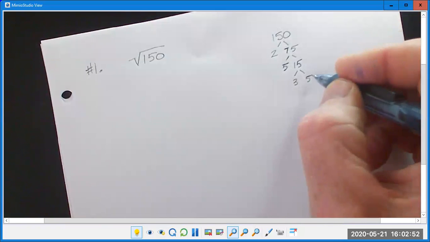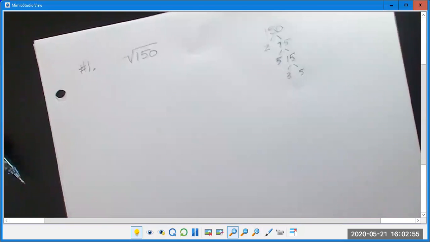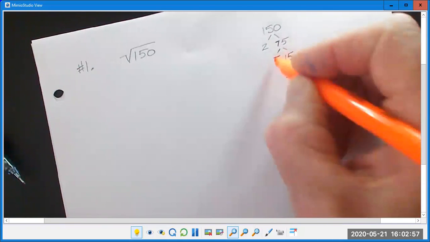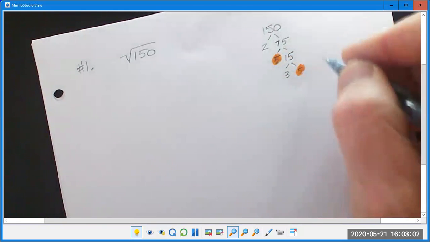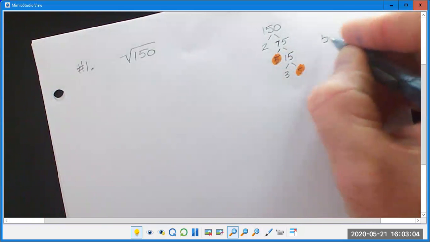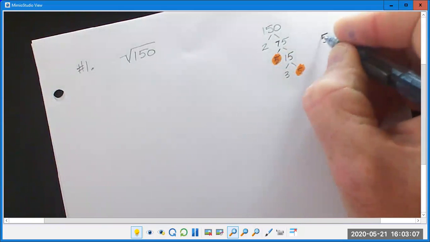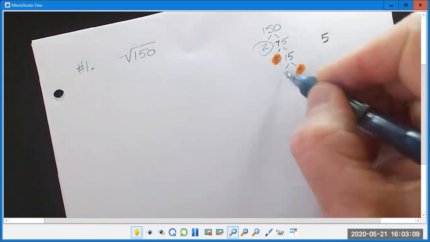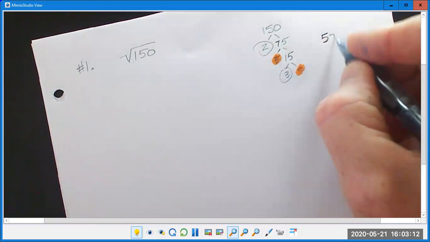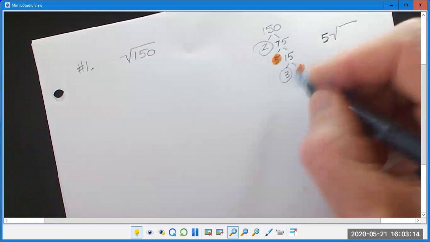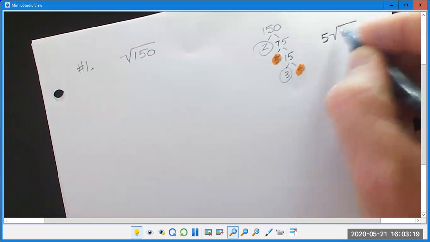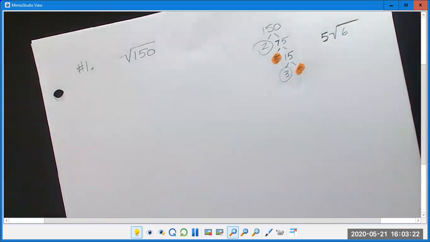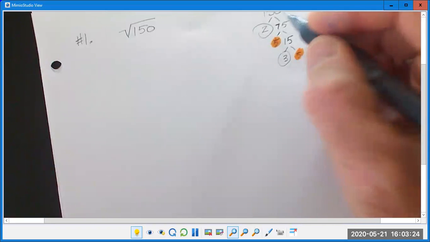So we always want to look for the pairs. Whenever I have a pair, I can pull them out. I have a pair of 5s. The pair comes out as one 5. Don't multiply them back together. And what am I left with? The prime numbers that would stay underneath the radical would be 2 times 3, or 6. Now, I can always go with 2s. I can always think about 5s when I have a number that ends in 0 or 5.